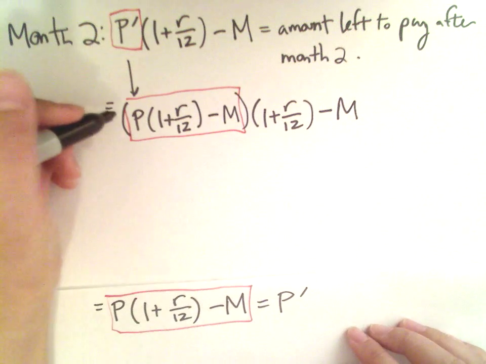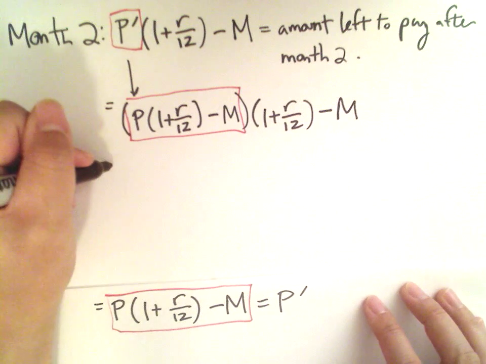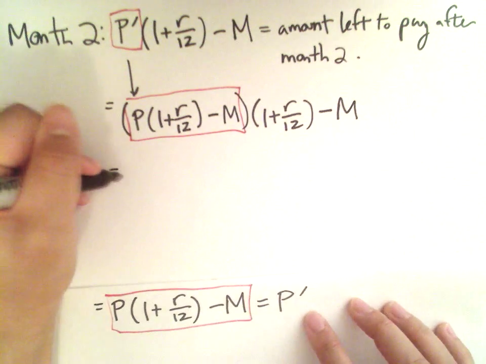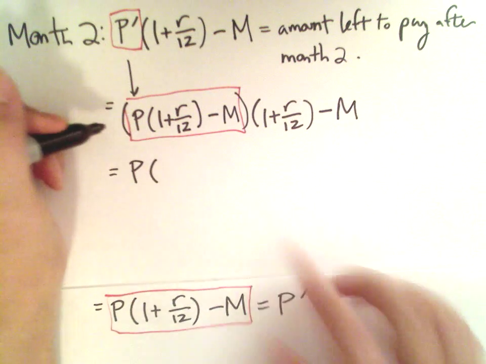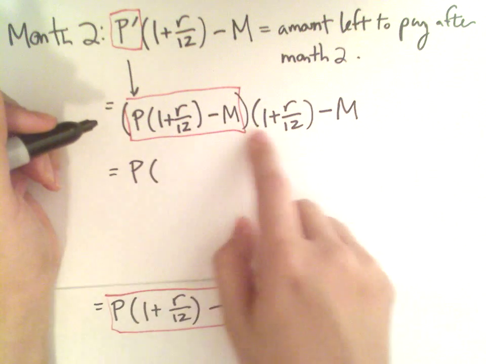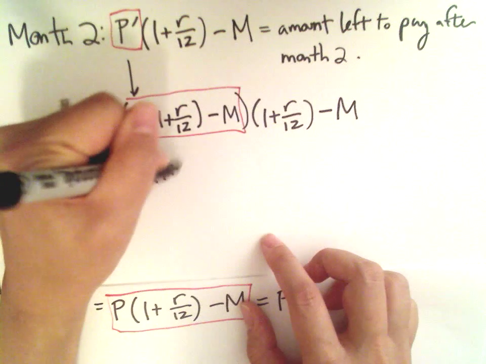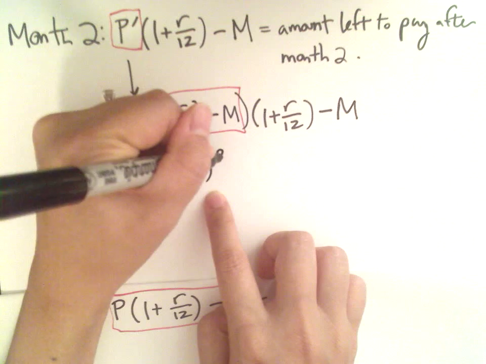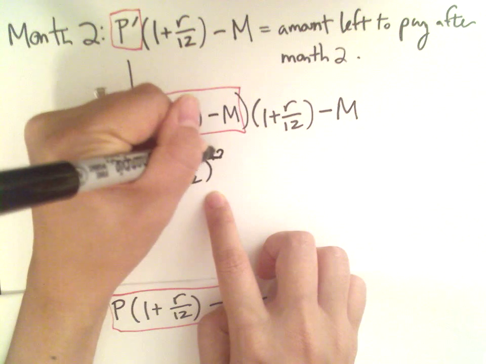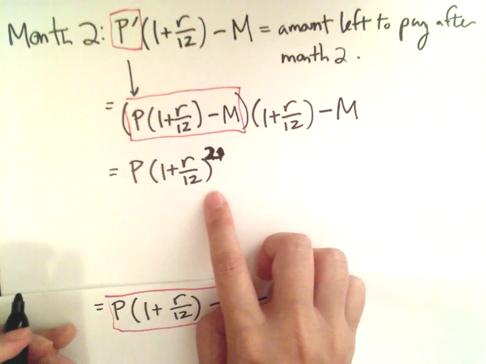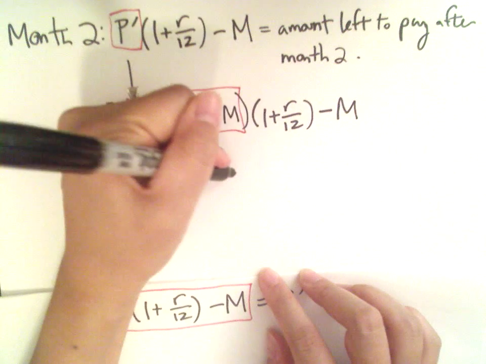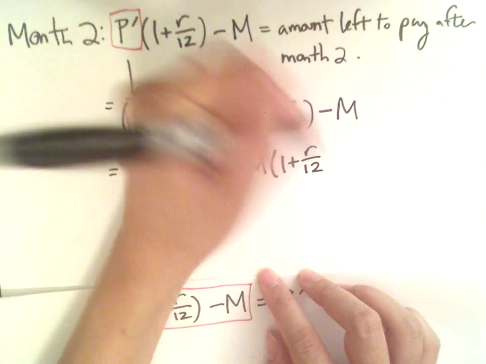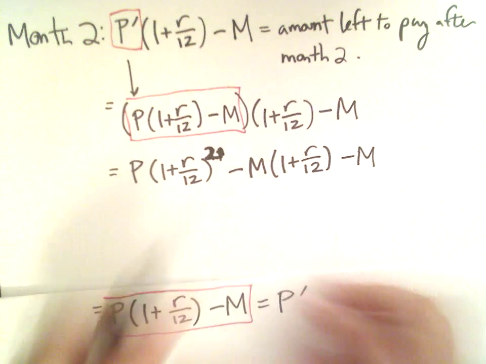All right, so now what we're going to do is simplify this a little bit. We are going to multiply this inside. So this is going to be P times, now this is 1 plus R over 12 times 1 plus R over 12. So that's going to be 1 plus R over 12 squared. So 1 plus R over 12 squared, and then minus M times 1 plus R over 12 minus M.